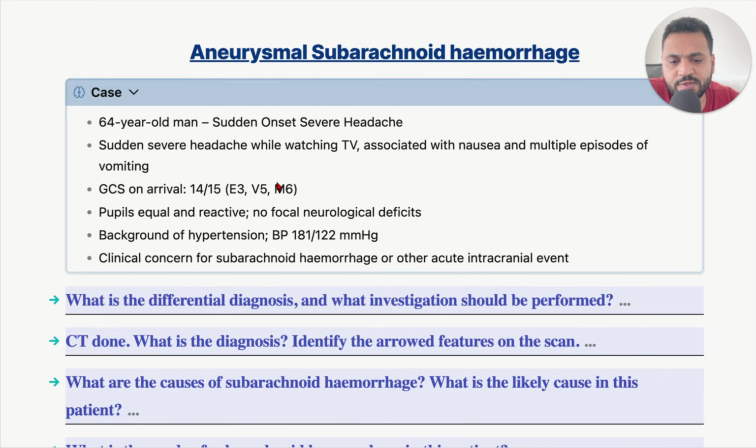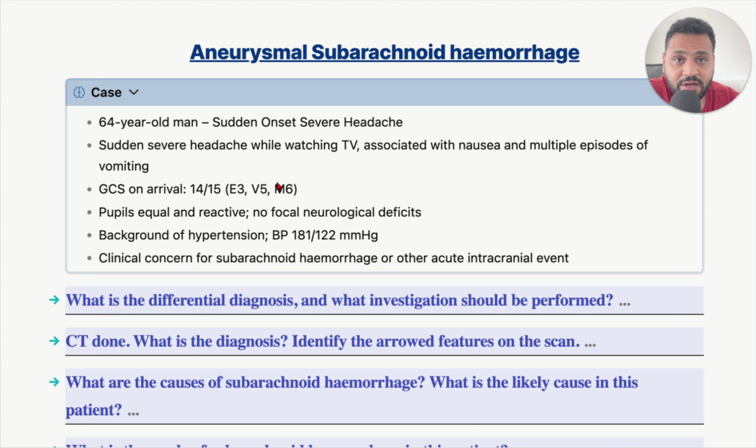A 64-year-old man presented with sudden onset severe headache while watching TV, associated with nausea and vomiting in multiple episodes. GCS on arrival was 14: E3, V5 and M6. So he's obeying commands and opening eyes to voice, and he's oriented to time, place and person. The pupils were equal and reactive, and there was no focal neurological deficit.